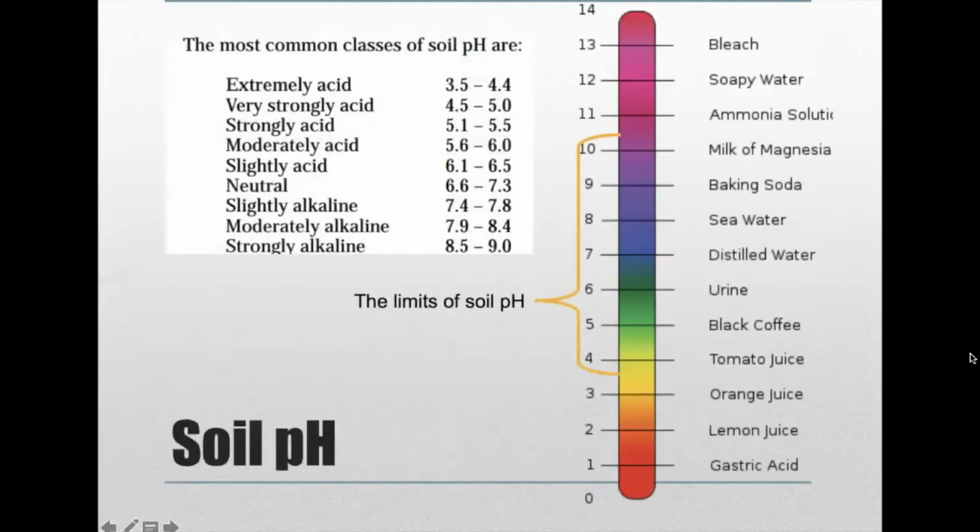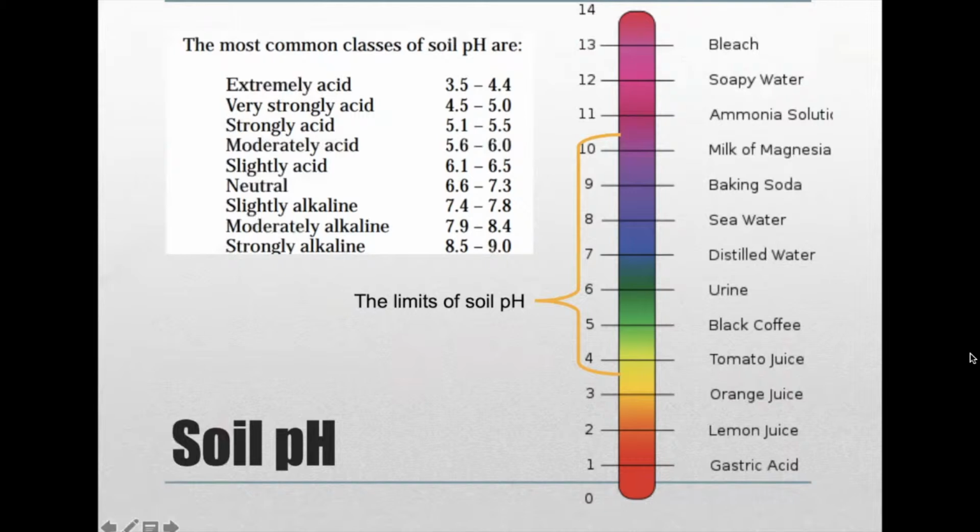Soil pH ranges between 0 to 14. So 7 is in that middle range, and that's neutral. So anything lower than 7 is considered acidic with a higher amount of hydrogen ions within the soil. Anything above 7 is considered basic, and it has very little hydrogen ions within the soil.